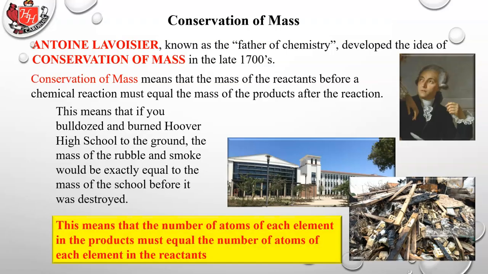This means that the number of atoms of each element in the products must equal the number of atoms of each element in the reactants. No atoms are created or destroyed, they're simply rearranged, and that's essentially what chemistry is about.